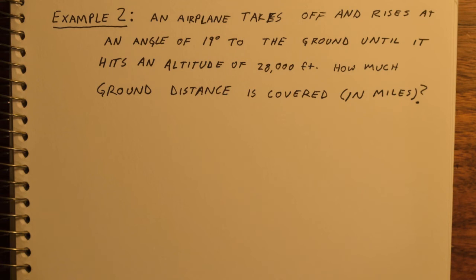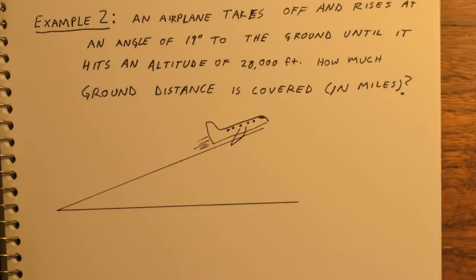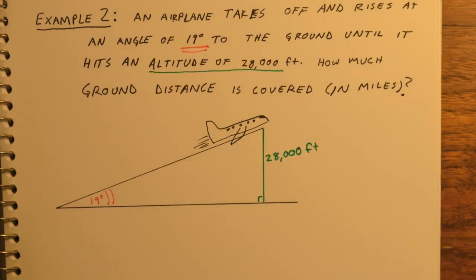Well, again, we'll want to draw pictures. We have some airplane taking off, and we know that the angle that it rises is a constant angle of 19 degrees. And so therefore the angle of elevation is 19 degrees, and it continues rising until it hits an altitude of 28,000 feet. Remember, altitude is always distance from a certain height straight down to the ground. And we want to find how much ground distance is covered. Well, ground distance would be that horizontal line.